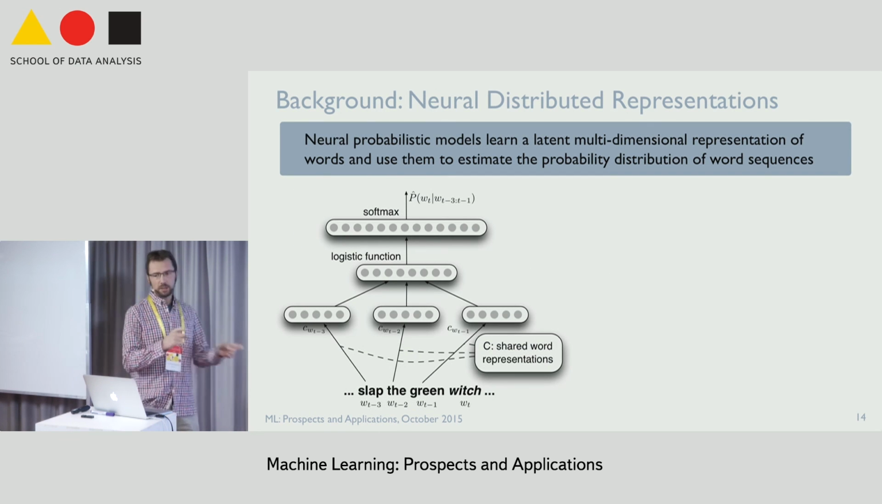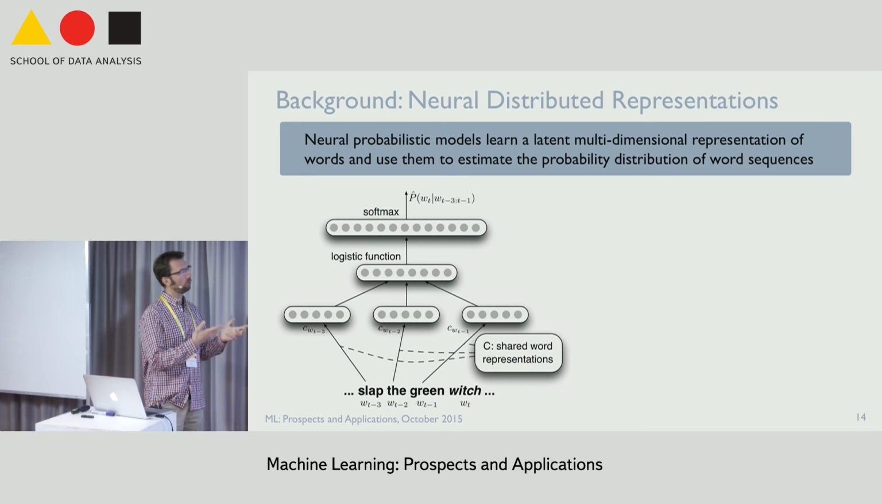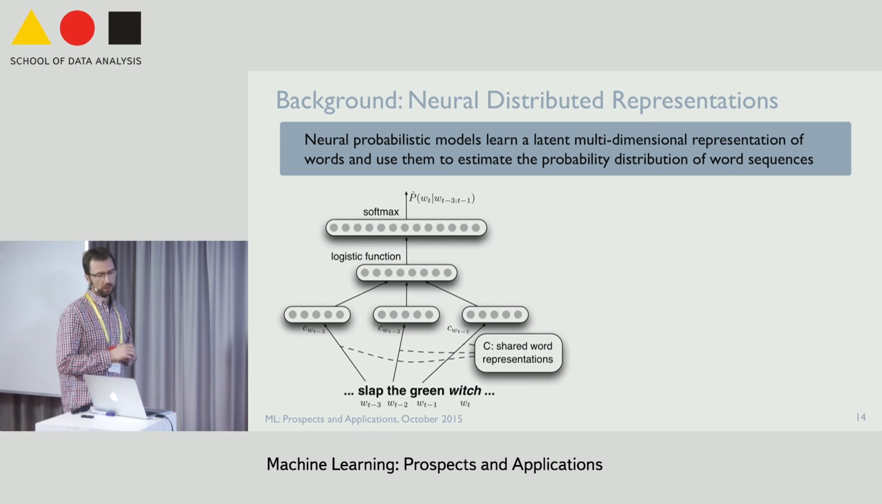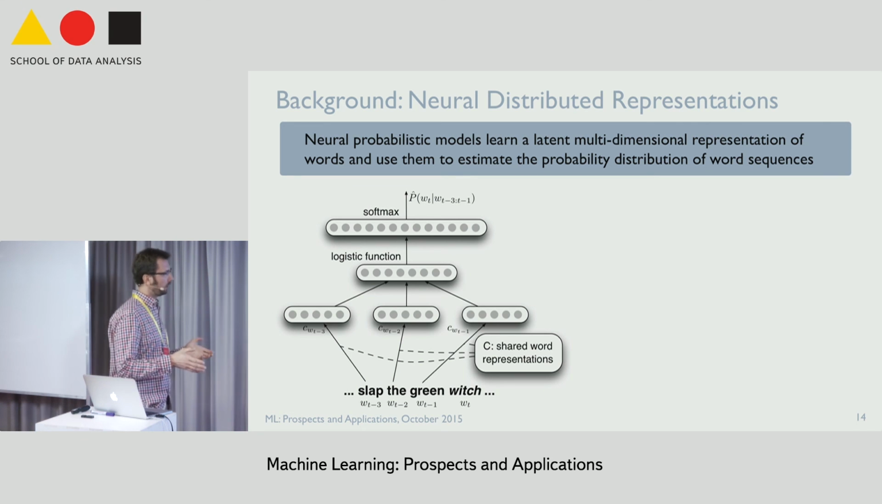Okay, so moving on to the next piece of the background, which is neural language models. This was introduced in 2003 by Bengio et al. And the idea here is that you have a simple feed-forward neural network that you use to estimate a language model.